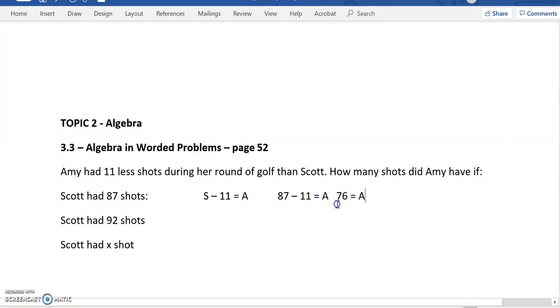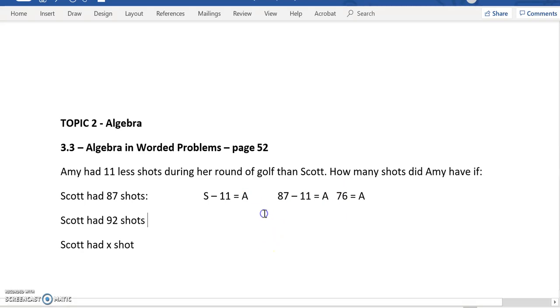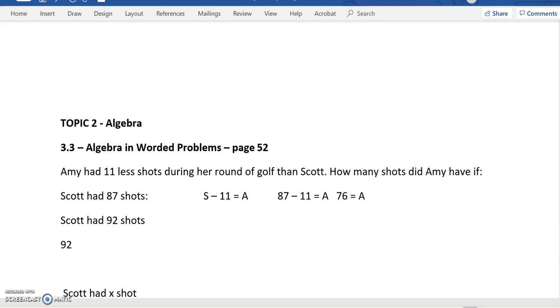The next one, Scott has 92 shots. So we've said that the rule is always going to be that Amy has 11 less than that. So here it's going to be 92. I'm not sure why it's going to a different line, but let's just follow along anyway. 92 minus 11, and that equals 81 shots. So probably should write our units in here as well, just to be as clear as we can about our answers.